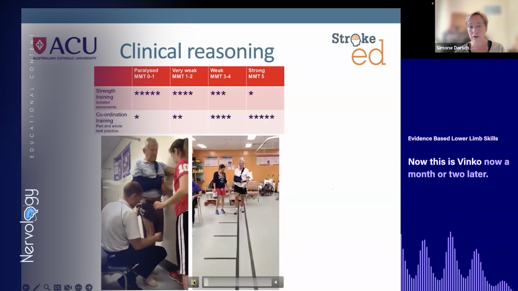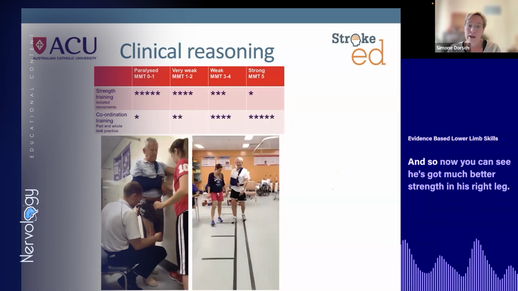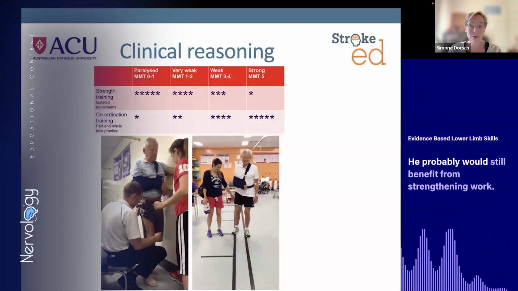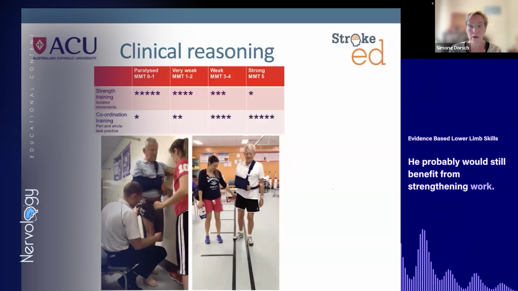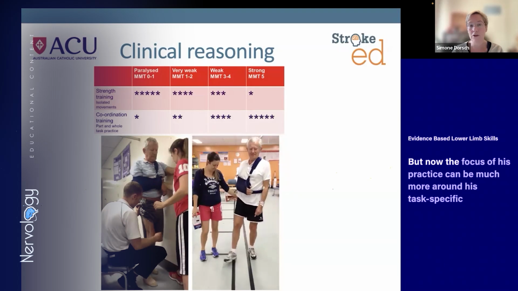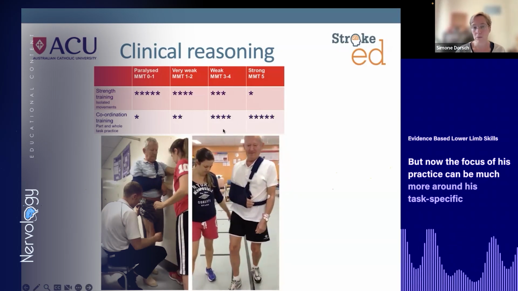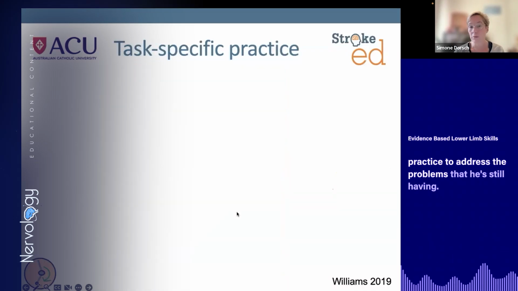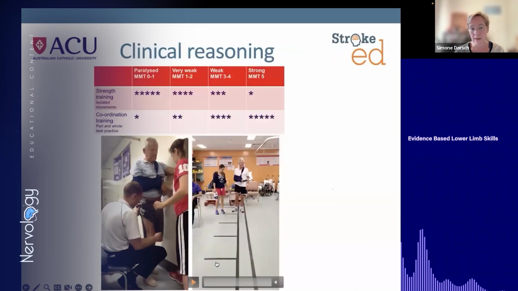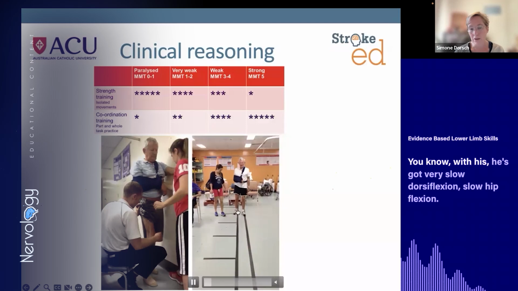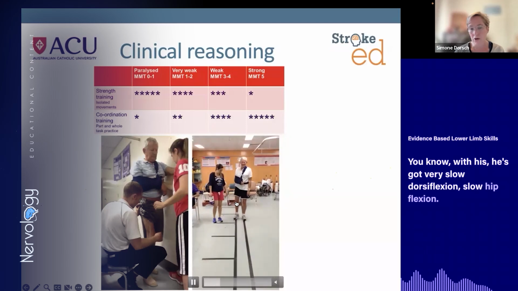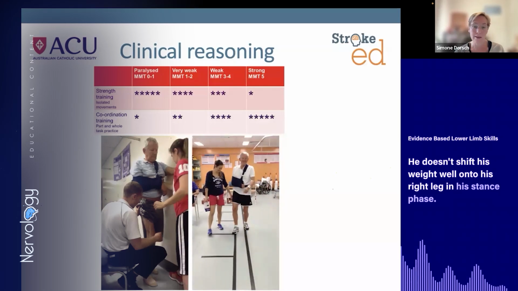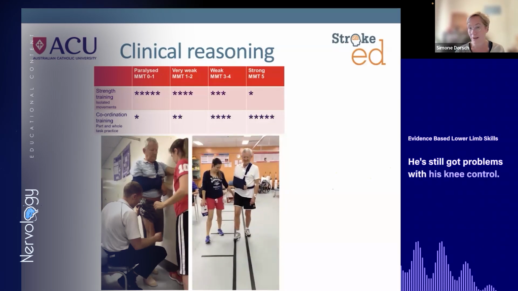Now, this is Vinko a month or two later. And so now you can see he's got much better strength in his right leg. He probably would still benefit from strengthening work, but now the focus of his practice can be much more around his task-specific practice to address the problems that he's still having. He's got very slow dorsiflexion, slow hip flexion. He doesn't shift his weight well onto his right leg in his stance phase. He's still got problems with his knee control.